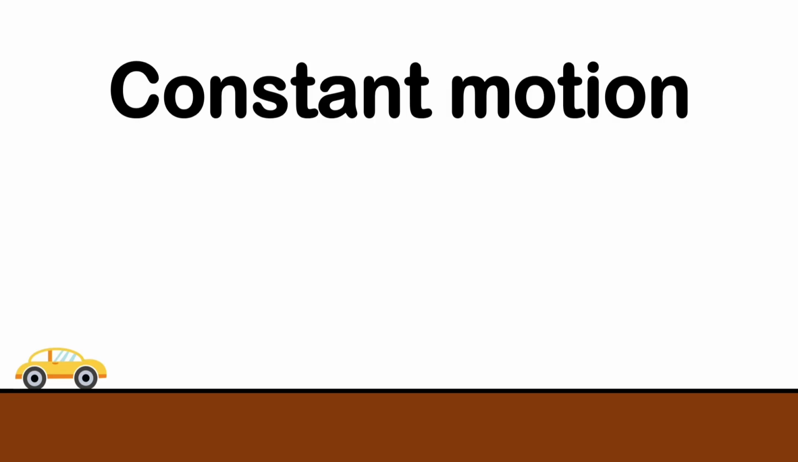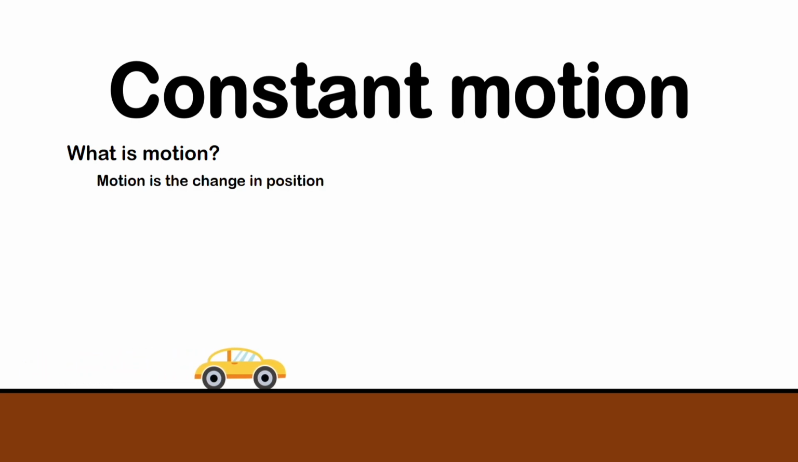So let's talk about constant motion. But first of all, what is motion? Well, as simple as it sounds, motion is the change in position. It's pretty obvious when we talk about motion that we mean objects, distances, when an object goes from A to B, and so on. But we can still divide motion into at least two different parts.